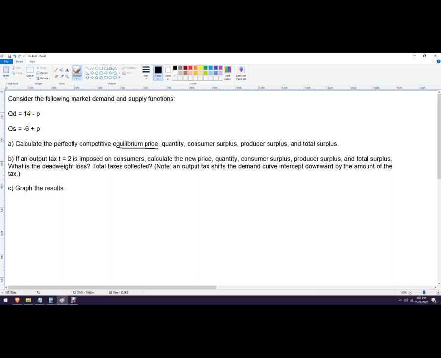So I've got a demand function and a supply function. So I need to set my demand function equal to my supply function. This is going to give us a price. Whatever that price is, that's the equilibrium price in the market. So we'll do that right here. 14 minus P equals -6 plus P. And so I'm going to add 6 to both sides. Gives me 20. And I'm going to add 1P to both sides. This is 2P. And so P, divide both sides by 2. P is 10. So the equilibrium price is 10.